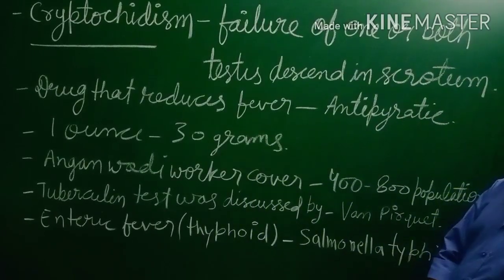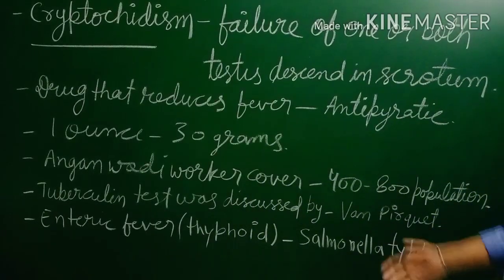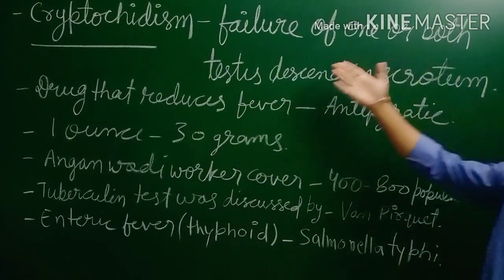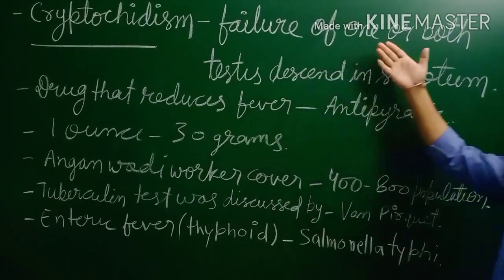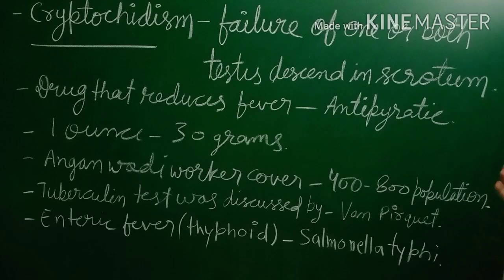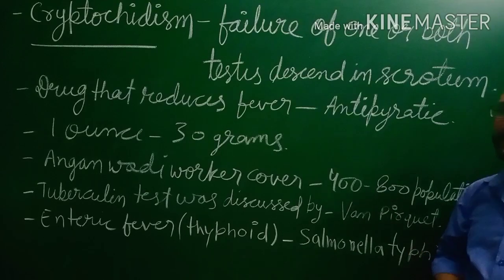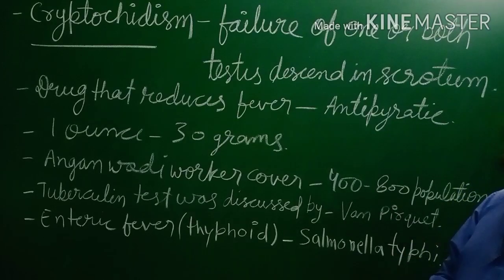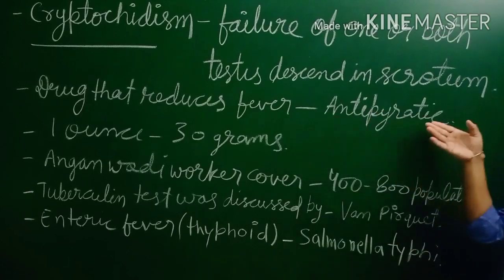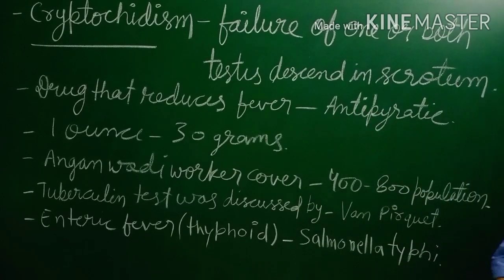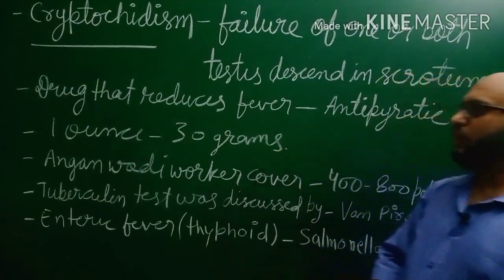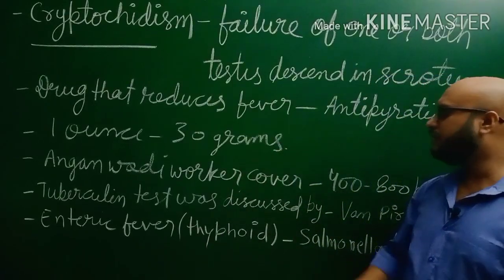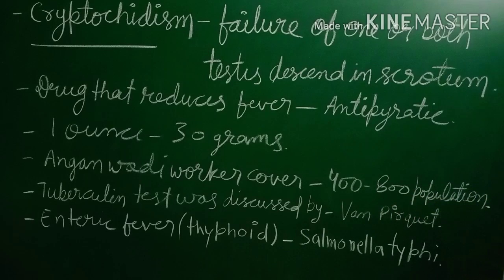Cryptorchidism. What is cryptorchidism? It is a failure of one or both testes to descend into the scrotum. Failure of one or both testes to descend into the scrotum is known as cryptorchidism. Drug that reduces fever is known as antipyretic. 1 ounce equals 30 gram. One Anganwadi worker covers 400 to 800 population.